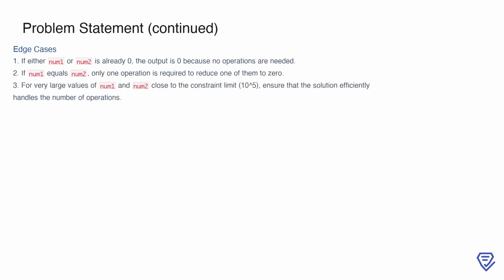When considering edge cases, there are a few things to keep in mind. First, if either number 1 or number 2 is already 0, no operations are required, and the output will be 0. Second, if number 1 and number 2 are equal, it only takes one operation to reduce one of them to 0. Finally, for very large values of number 1 and number 2 near the upper constraint of 100,000, the solution must handle potentially many operations efficiently. These considerations will help ensure the implementation is both correct and optimized for all inputs.